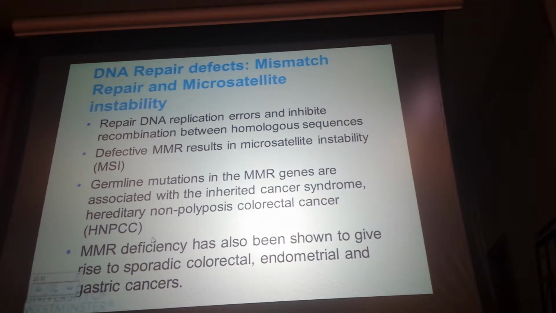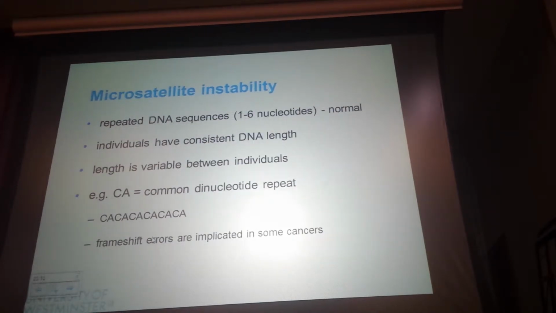There are germline mutations in these MMR genes, and they are associated with some types of colorectal cancer, and one of these colorectal cancers is called HNPCC, for hereditary non-polyposis colorectal cancer. But these same genes can also be involved in sporadic cancer. The type of sporadic cancer they are involved in can be also colorectal cancer, but it could also be endometrial or gastric cancer. So what's microsatellite instability?